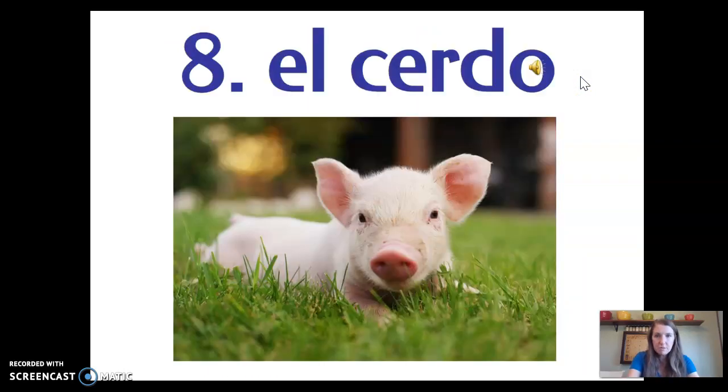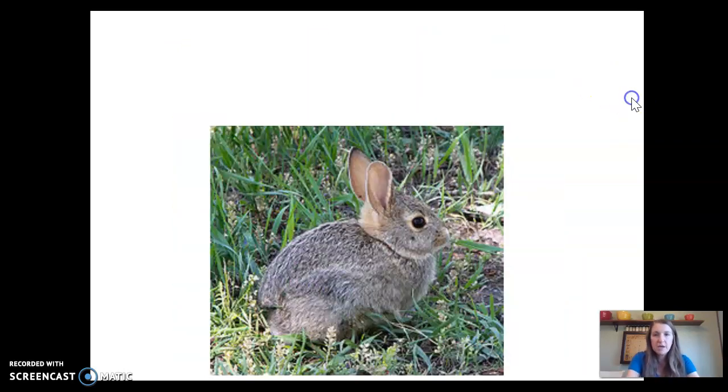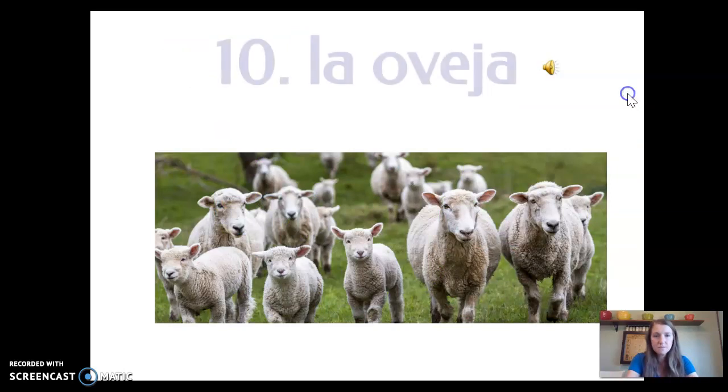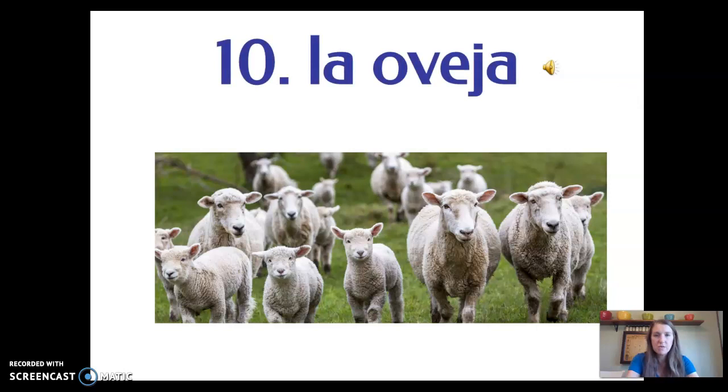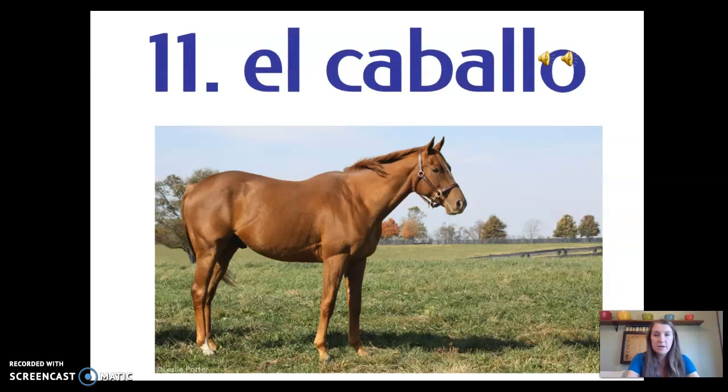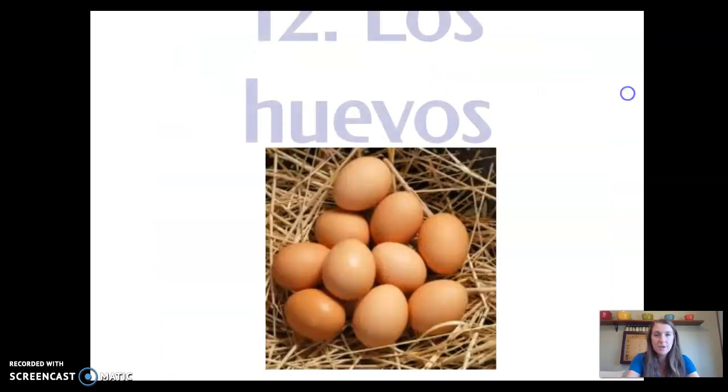All right, oops. El cerdo is a pig. El cerdo. El conejo, bunny. Remember, J makes an H sound. La oveja is a sheep. Again, J makes an H sound, so it's not oveja, it's oveja. Two L's make what sound? A Y sound. So el caballo for horse, el caballo.